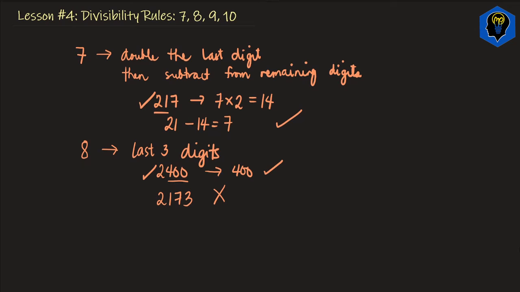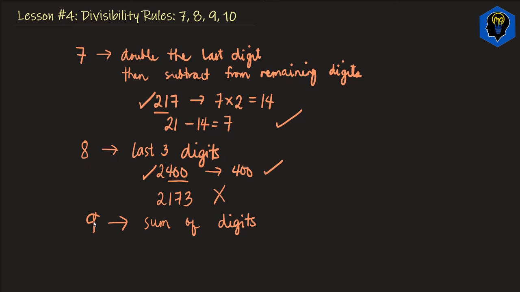Okay? So, I hope naintindihan niyo yun. Naintindihan niyo ba? Okay. So that's good. Next would be number 9. How will you know that a number is divisible by 9? Basically, parang sa number 3 lang, divisibility rule by 3. If the sum of the digits is divisible by 9, then that means that it is divisible by 9.